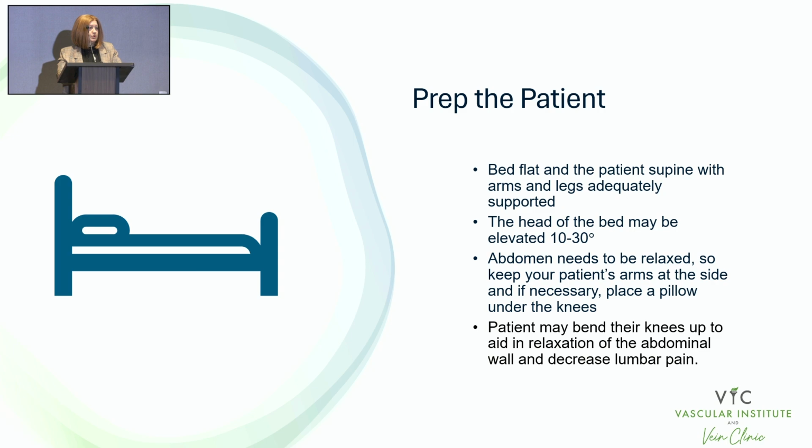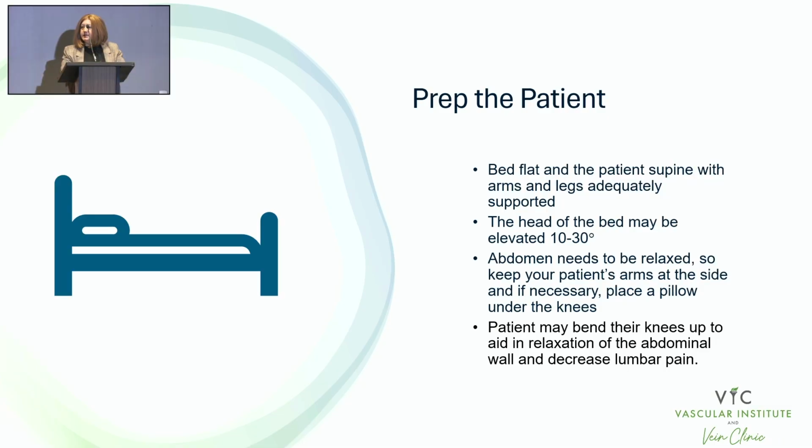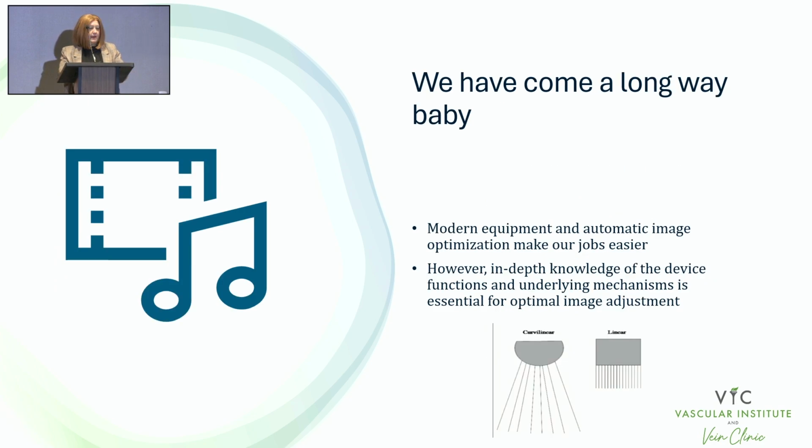The first thing patients want to do when you ask them to lie down is to do this. And that automatically tightens everything in the abdomen, so I have them rest their arms by their side. The more relaxed the patient is, the better the scan, because if they're not comfortable, then you're not going to get good images because they're going to be moving all over the bed. So make your patient comfortable, and if they need to, bend their knees to relax the abdominal wall and decrease that back pain.